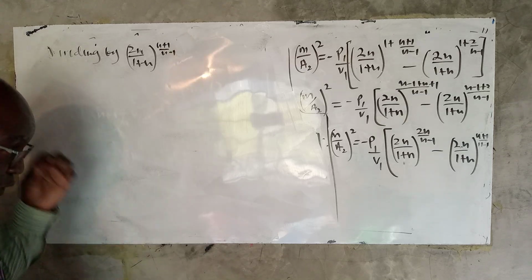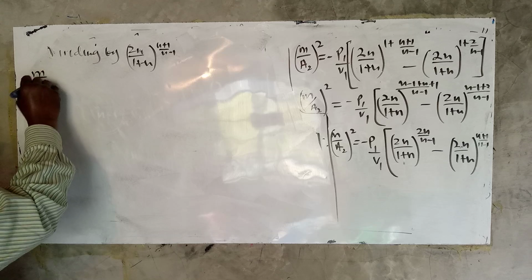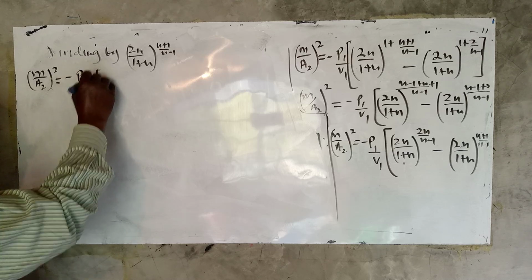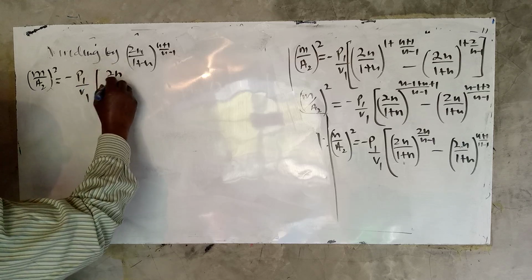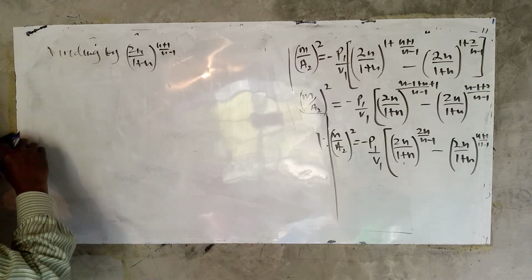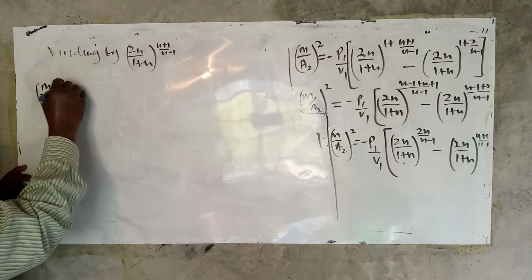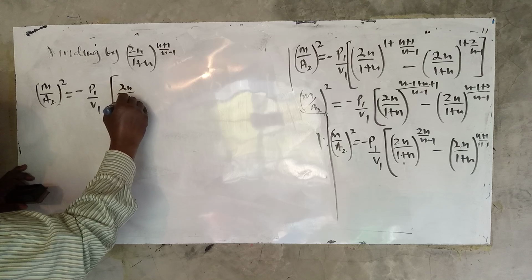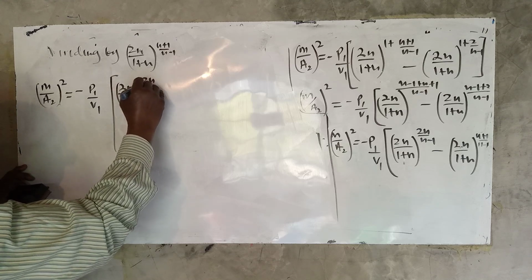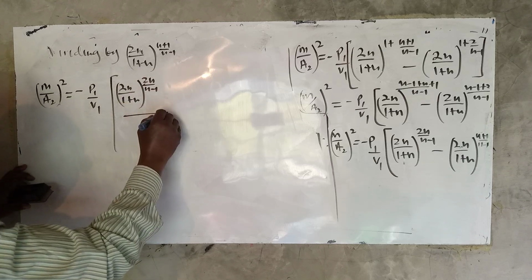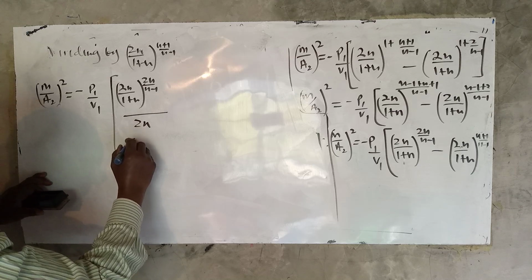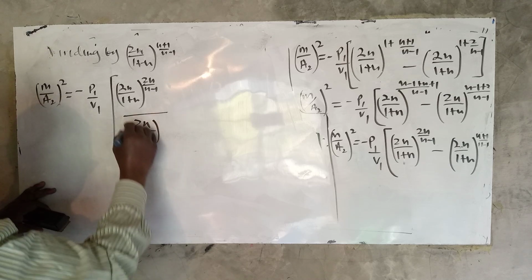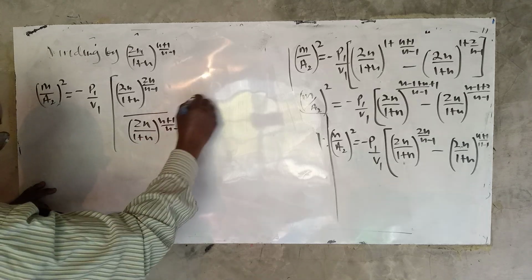If we divide that expression, we'll have m over a2 squared as equal to minus p1 v1 into 2n over 1 plus n, 2n over n minus 1, divided by 2n over 1 plus n raised to the power n plus 1 over n minus 1, minus 1.